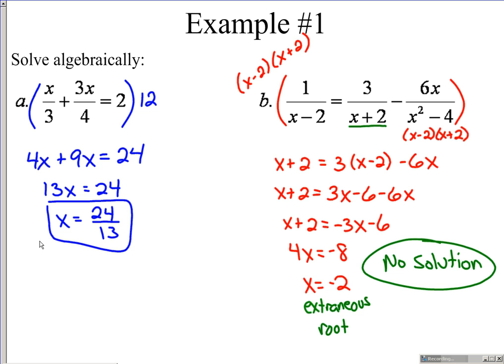So make sure you're taking the time to check for extraneous solutions anytime you have variables down in the denominator. You don't want to do all this work, write x equals -2, and then lose a point simply because it was a no solution problem.